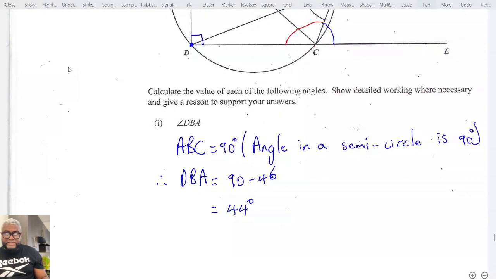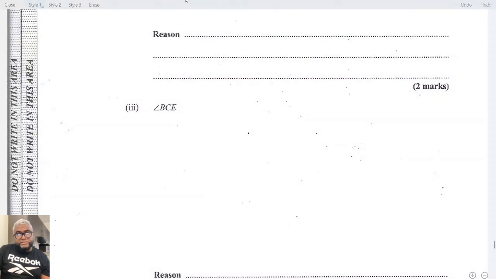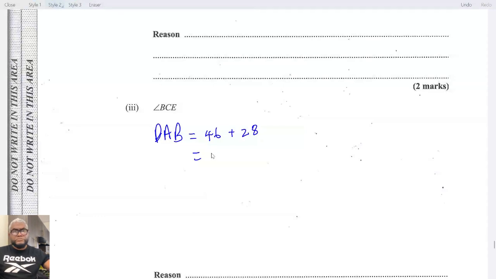So DAB is 46 plus 28, which is equal to 74 degrees. There's no reason for that. We just add two angles together, right?